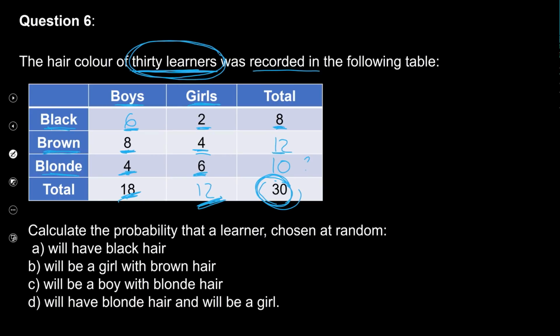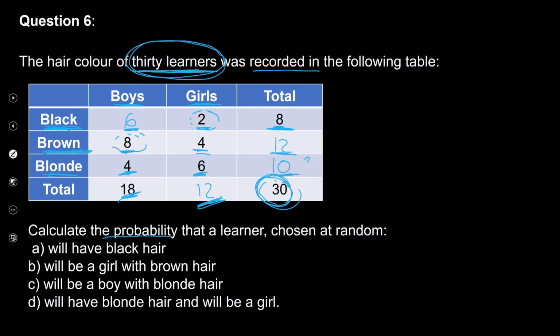What does it mean? How many with black hair? 8. How many with brown hair? 12. How many with blonde hair? 10. Are we together? Girls with black hair is 2. Boys with brown hair, 8. Are we together? That's how you read your table. Now let's look at the questions.